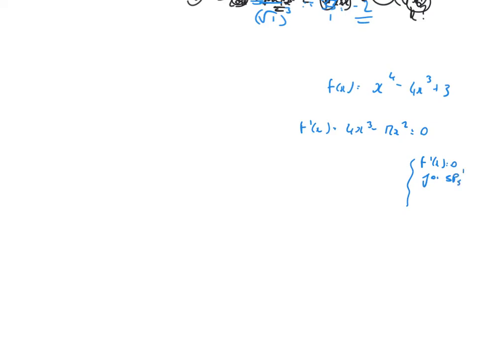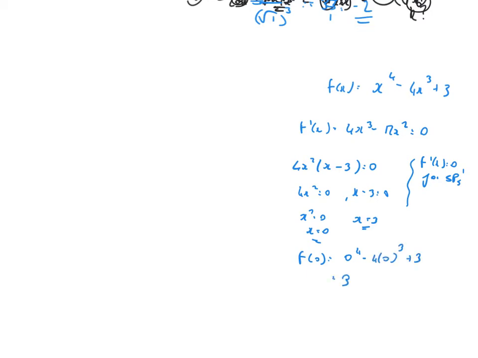Okay, let's take out the highest common factor, which is 4x squared bracket x minus 3 equals 0. Get 4x squared equals 0 and x minus 3 equals 0. x squared equals 0 so x equals 0, or x equals 3. Okay, so that's my x coordinates. Now I need to plug these back into the original function to get y coordinates. So f of 0 equals 0 to the power 4 minus 4 lots of 0 to the power 3 plus 3, which gives me 3. Okay, so the first stationary point then is 0, 3, stationary point 1.